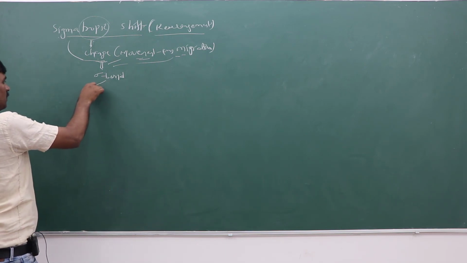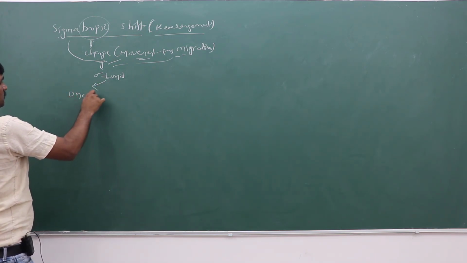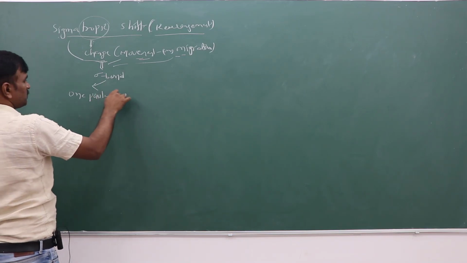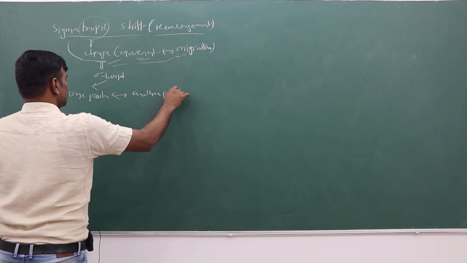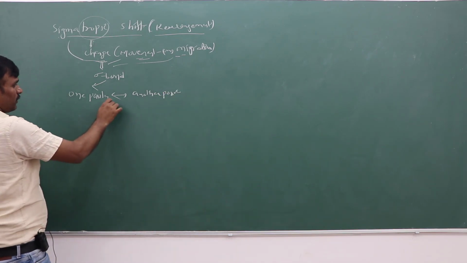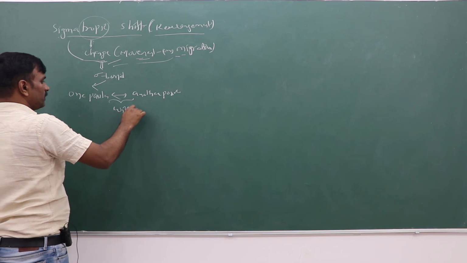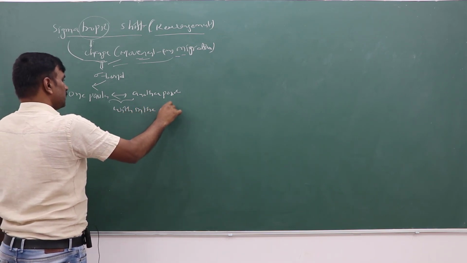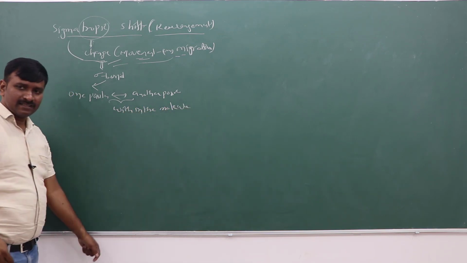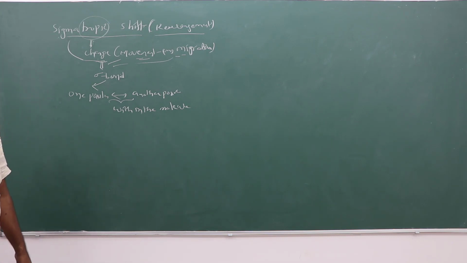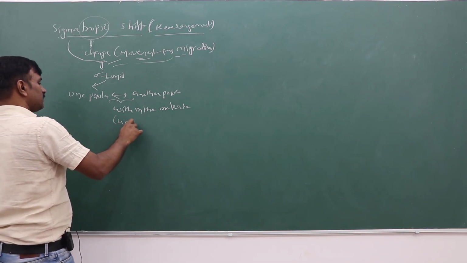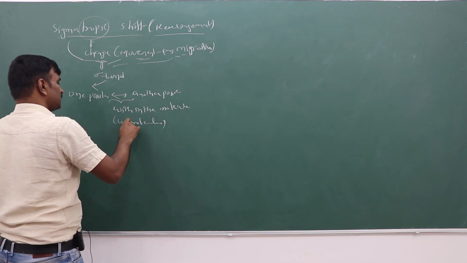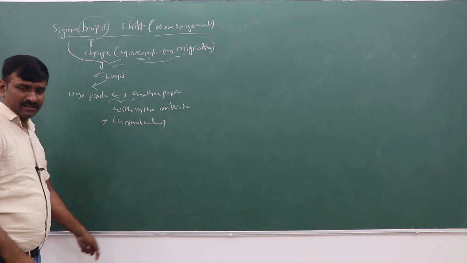Migration of sigma bond from one position to another position within the molecule, similar to the electrocyclic reactions, right? Only one molecule participates. Sigmatropic reactions also take place unimolecularly, within the molecule. So these are unimolecular reactions.